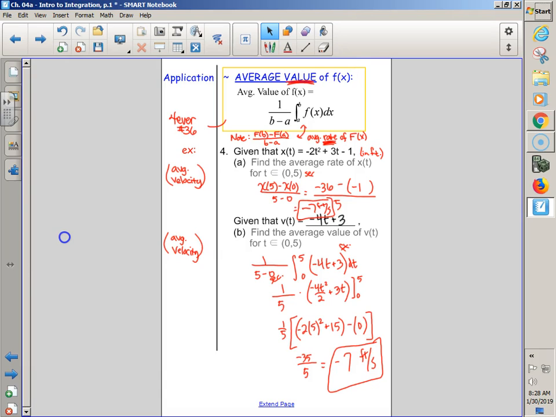On the AP, remember how there are calculator portions? What kinds of functions will they give you on calculator portions? The impossible kind to solve by hand. Which means they'll give you maybe a velocity or something similar, a population, a temperature, etc., that you cannot solve by hand for the antiderivative. You're going to have to use your calculator to do this formula. Average value, forever number 36.